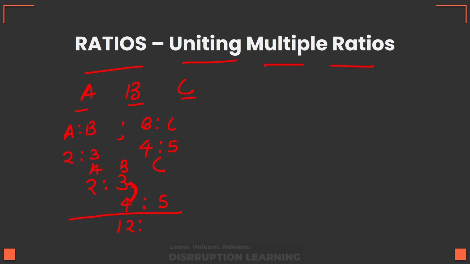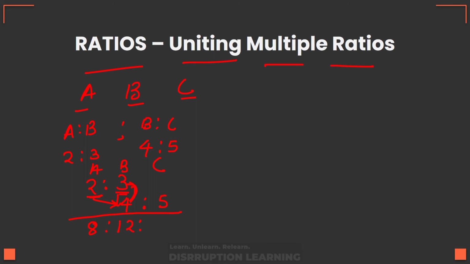Now notice here the upper value of A is getting multiplied with 4. Since A has the upper value here, it will also get multiplied by 4 and the product will be written here. So the product of 2 and 4 is 8. We will write it here.